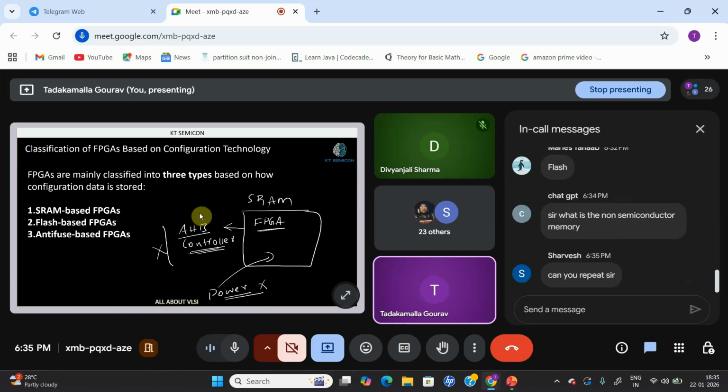And what about others? What are non-semiconductor based memories? Like your HDDs or CDs or DVDs. Those are all non-semiconductor based memories.